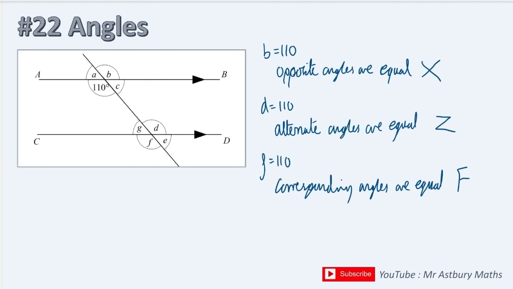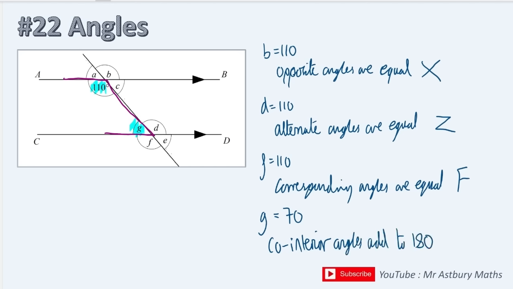And then finally, the last one is 110 will be this, and G, that forms a C-type shape, and those two are co-interior angles, and co-interior angles add up to 180. So in this case, G would equal 70, and that's because co-interior angles add to 180, and they make a C-type shape. Okay, so those are the four parallel line rules which you need to know.